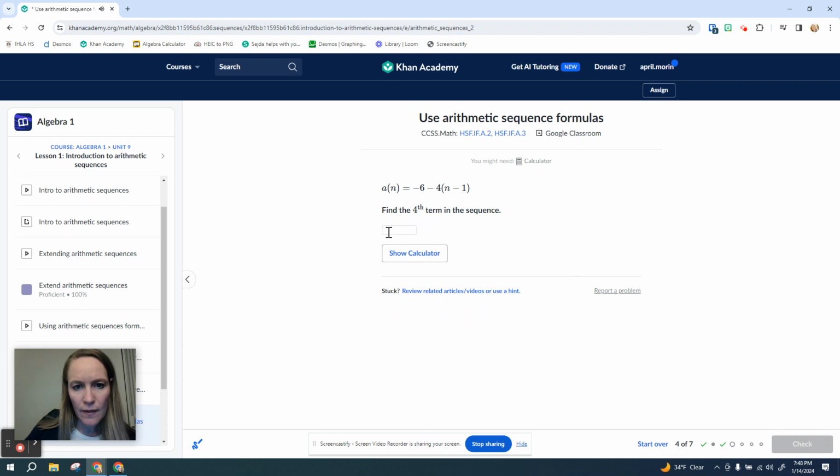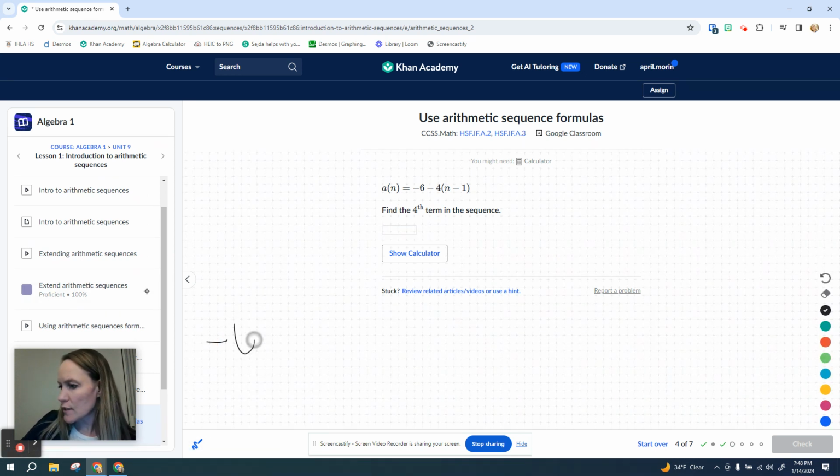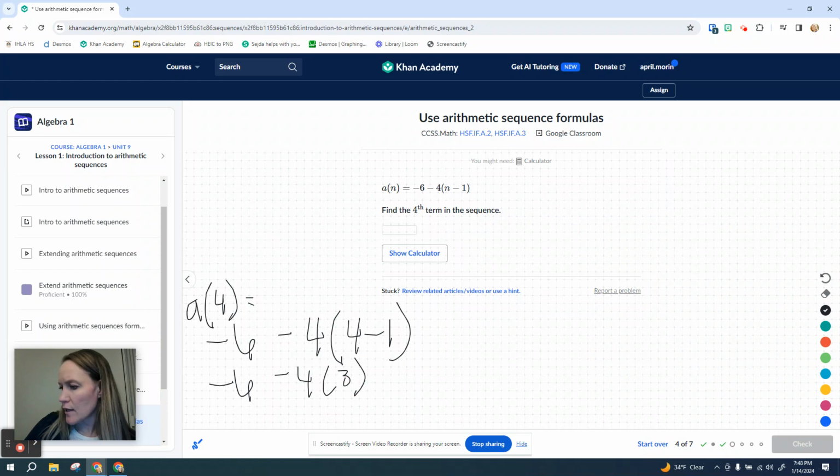All right. And then the fourth term. So I don't have any A's in my formula, so I can just plug in 4 here. So that's what I'm going to do. So get our notation right. A of 4 equals -6 minus 4 times 4 minus 1. And then that is -6. Then I have -4 times 3. And then -4 times 3 is -12, right? So -6 minus 12, which is -18. So that's going to be my answer.